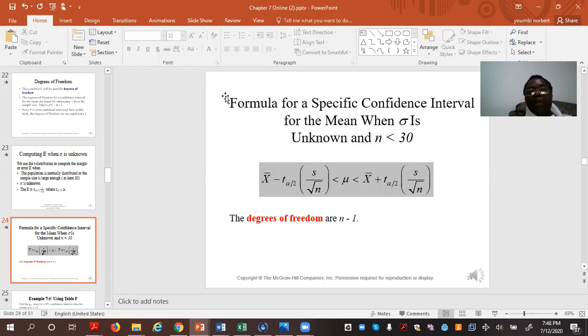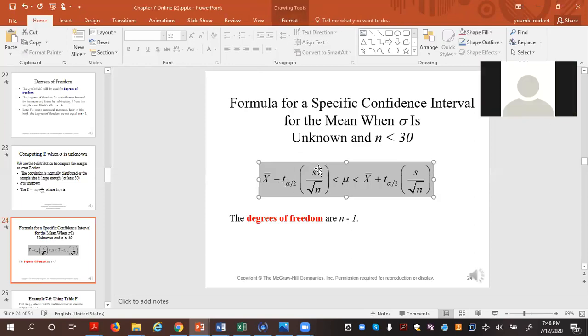I always prefer that you do this computation first. Did you write it down? 1.761. Yes, you multiply it by the standard deviation 2.6 divided by square root of n. Get that number. And then subtract it from the mean, and add it to the mean.